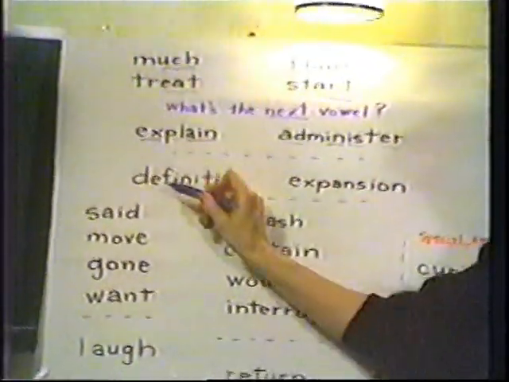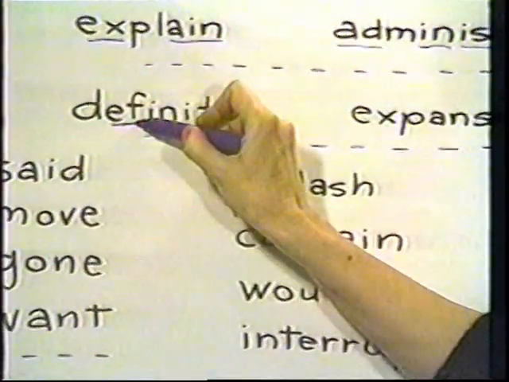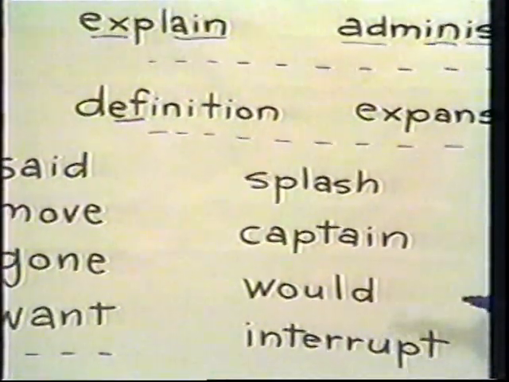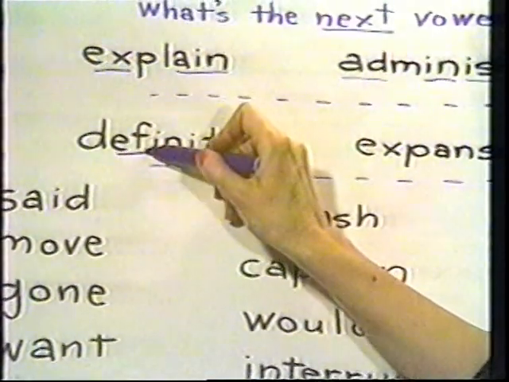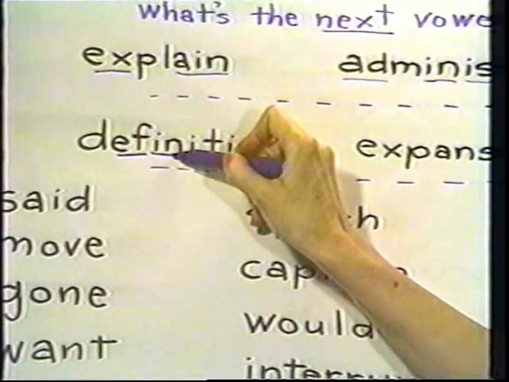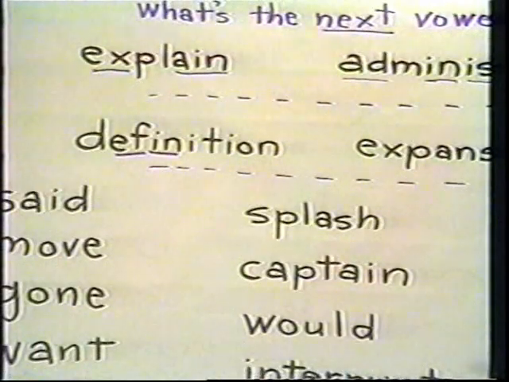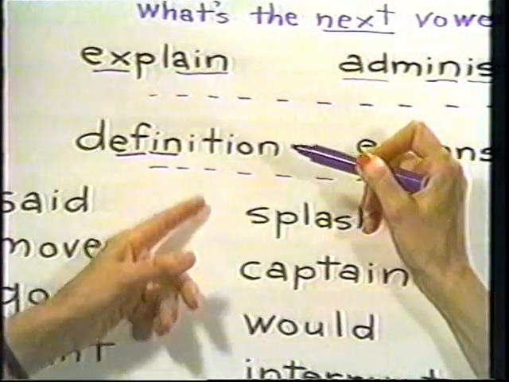What's the first vowel? E. Underline EF. What's the family? F. Add D. Deaf. What's the next vowel? I. Underline IN. What's the family? In. Go back. Deafin. What's the next vowel?